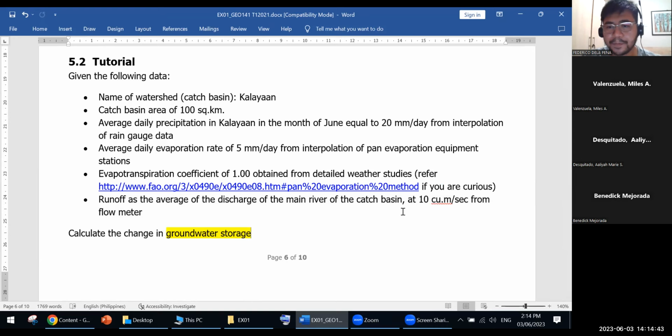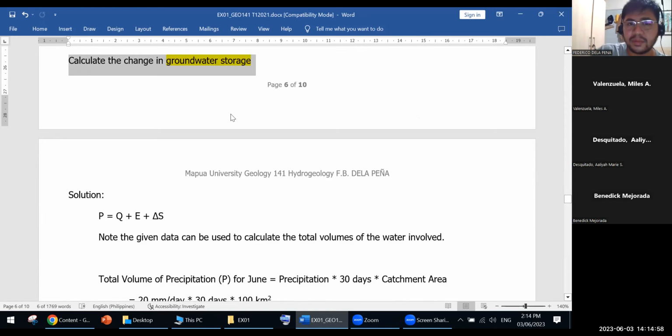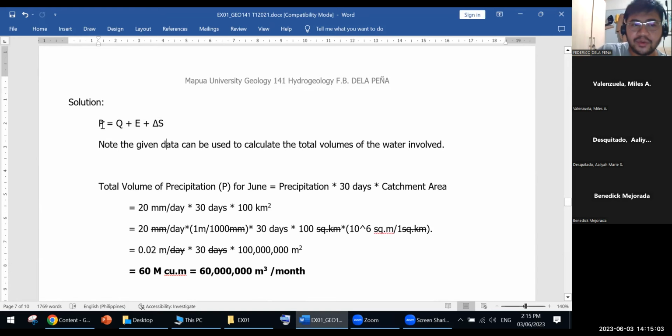So their data here is 10 cubic meters per second, no, based on the flow meter. Now, the problem is you have to calculate groundwater storage. And here's your solution. You can use this water budget equation.